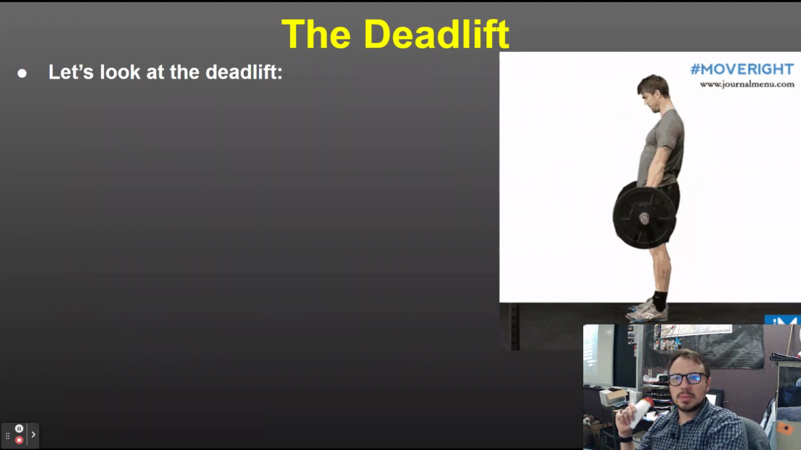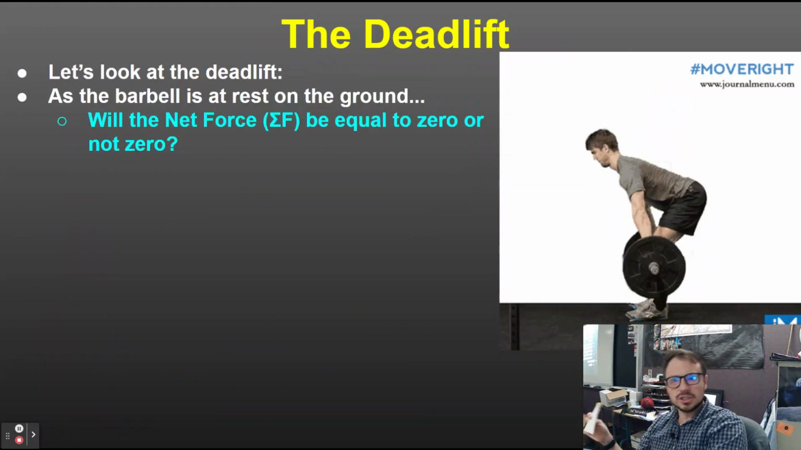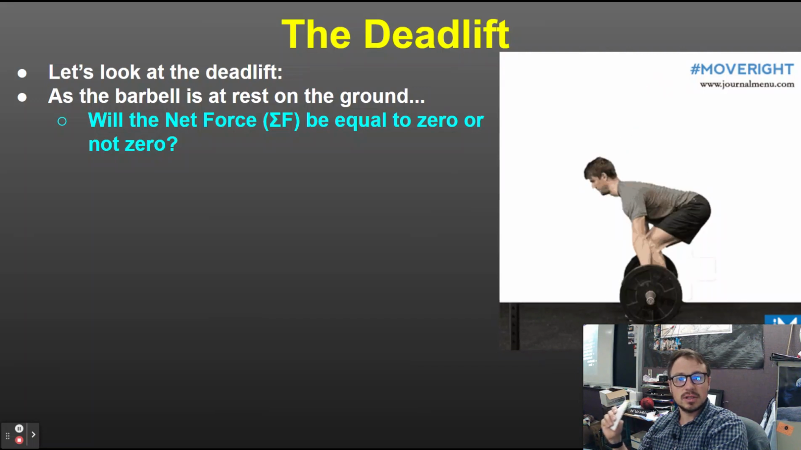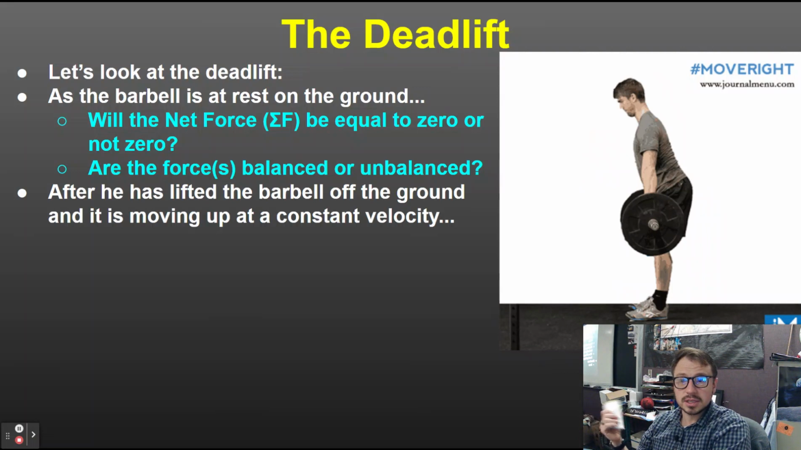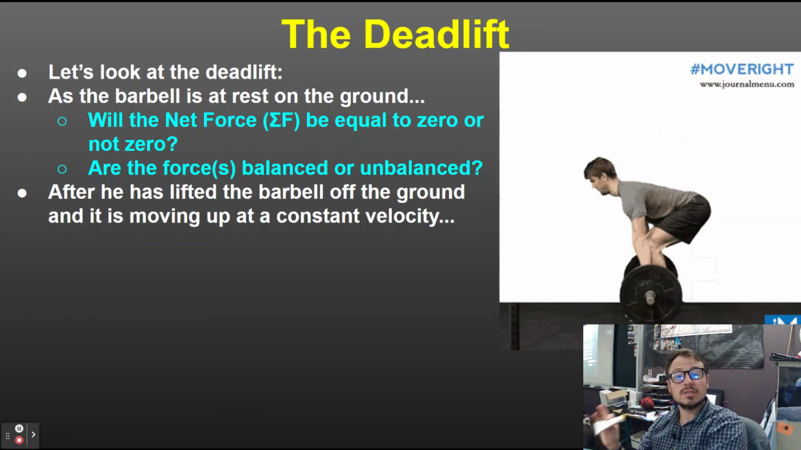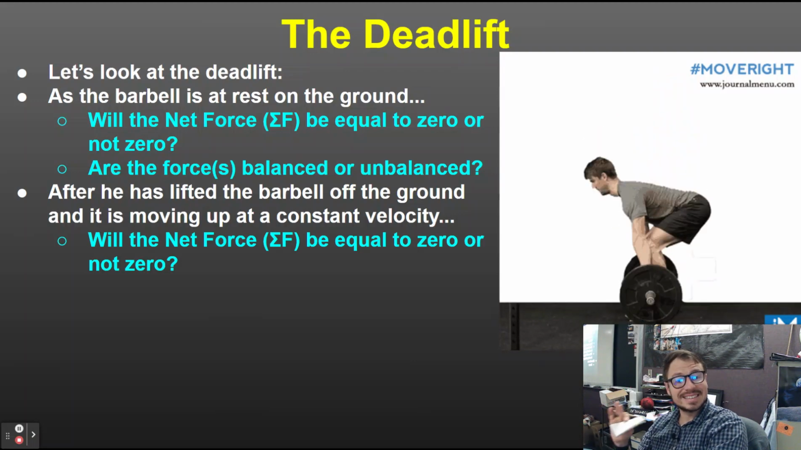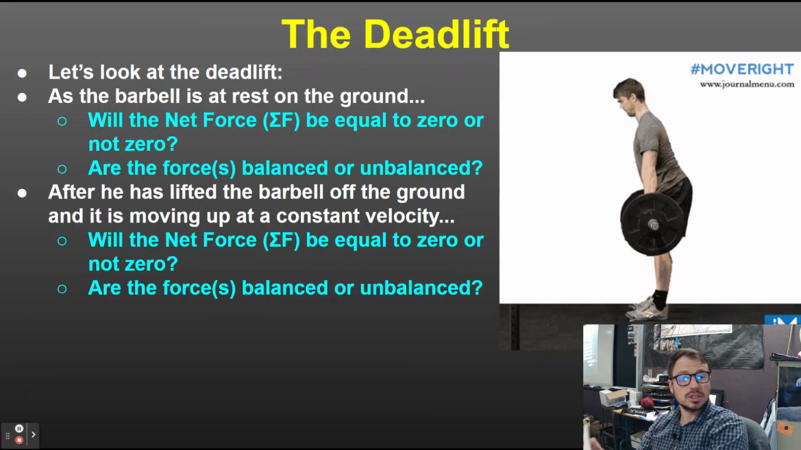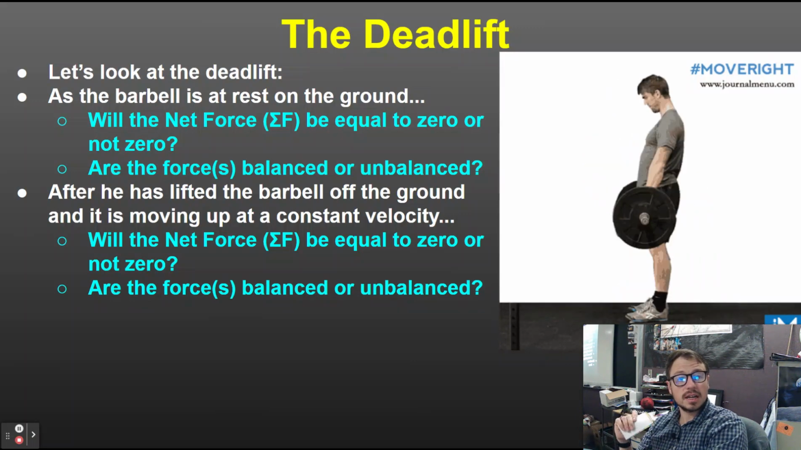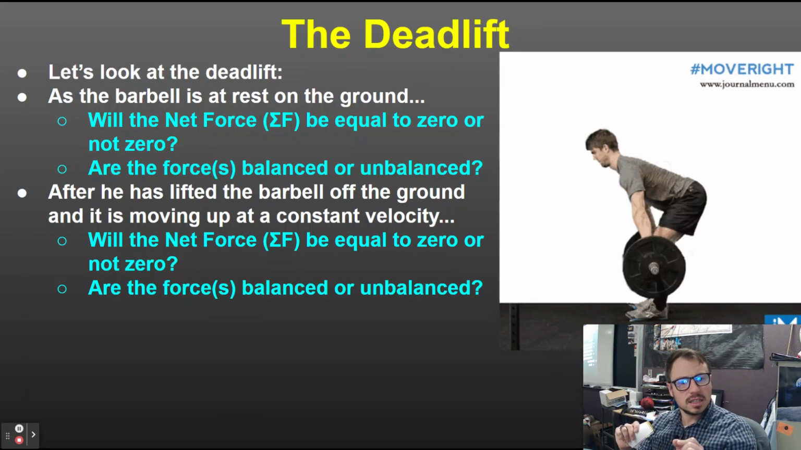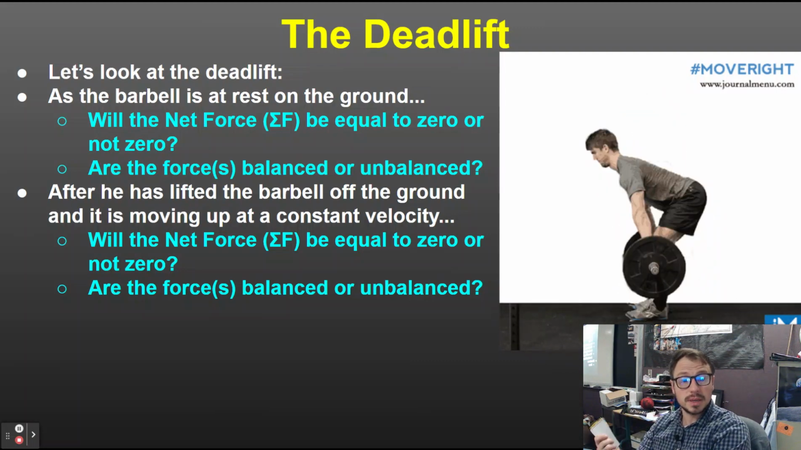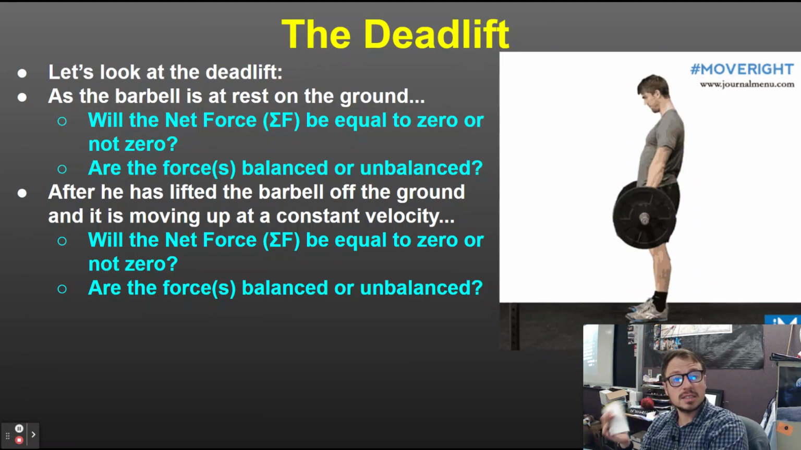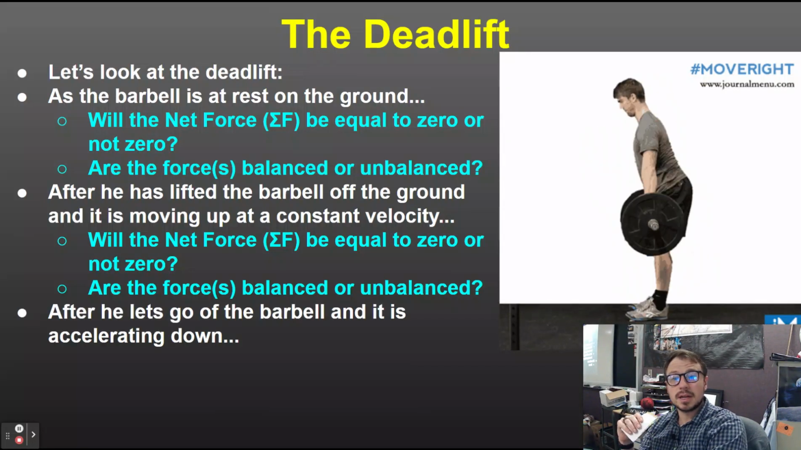Let's take a look at another example, a deadlift. Let's just say the barbell is at rest on the ground. The net force is 0. The forces are balanced because the object's at rest. Now, let's just say he's lifting it up off the ground and it's moving at a constant velocity. The net force is still 0. The forces are still balanced because it's traveling at a constant velocity. Now, the instant he lifts it up, it goes from rest to moving. Yeah, there will be a small acceleration. There will be a net force the instant he lifts it, but not as he's moving up at a constant velocity.